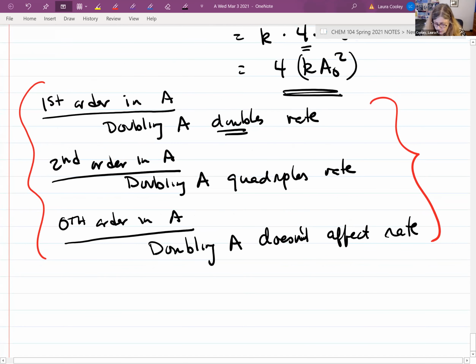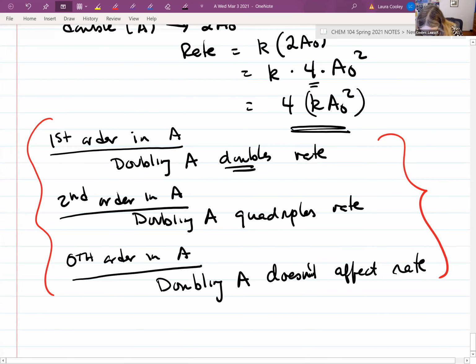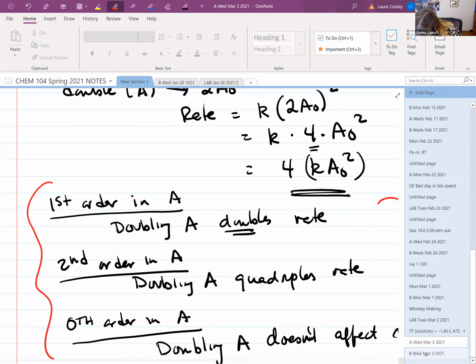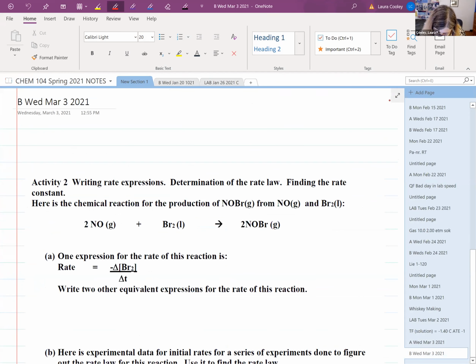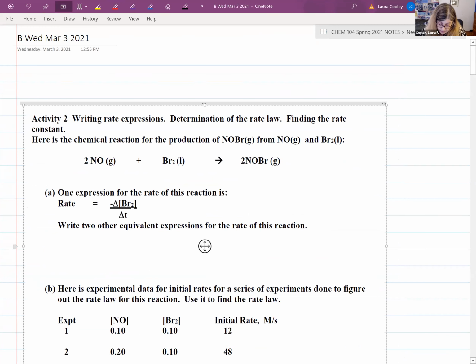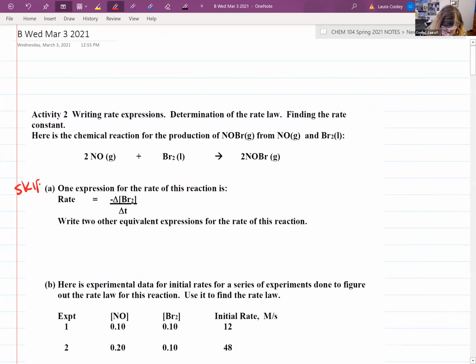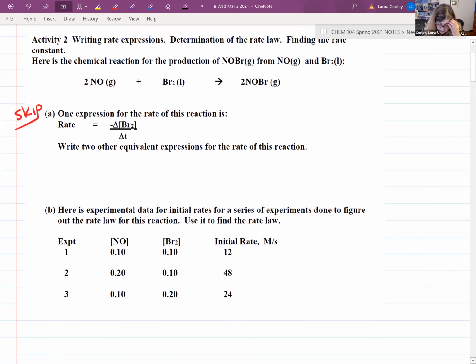Okay, so I'm going to go and do an activity. We're going to look at activity 2 of this new set of activities for unit 3. Here it is, activity 2. And I'm going to skip A for now. That's another detail that I have to go over with you at some point, and I'll get to it later.